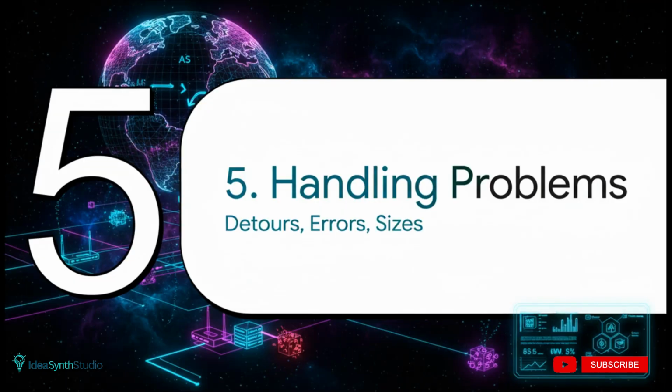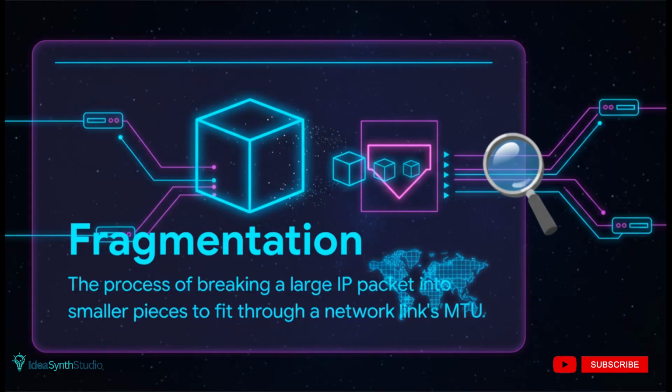Now, a packet's journey is not always a smooth ride. It can hit detours, run into errors, or find out it's too big to fit somewhere. So let's look at how the internet layer is designed to handle these common hiccups with some pretty clever built-in tools. First up is something called fragmentation. Imagine you're mailing a really big package, but at some point it has to go through a tiny mail slot. What do you do? You break it down into smaller boxes. That is exactly what fragmentation is.